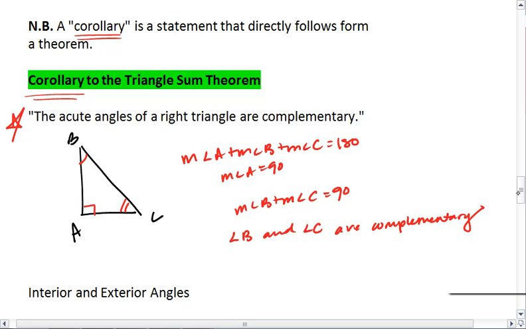And this is just a nice thing to know so that when you do see a right triangle, instead of having to write out B plus C plus A equals 180 and plugging in 90, you can immediately jump to B plus C equals 90.